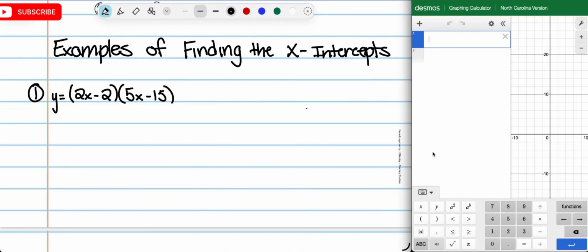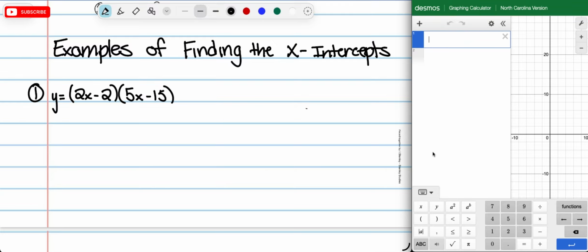In example 1, we have y is equal to, in our first group, 2x minus 2. In the second group of parentheses, we have 5x minus 15. Because this is not set up like a regular polynomial, ax squared plus bx plus c, that we have to factor down, this one is already factored for us into two separate binomials. Because of that, we can jump to step 2, where we take the two binomials and set them equal to 0.